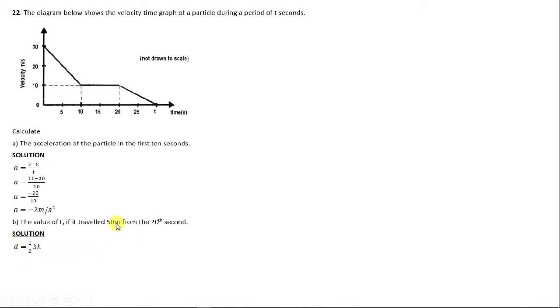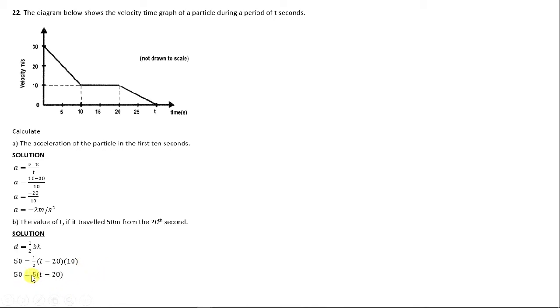Where there's d, we'll substitute 50 meters. So d is equal to half base times height. Where there's distance, we'll substitute 50. And then the base is the difference in time between t seconds and the 20 seconds. So our base is t minus 20 and our height is 10 meters per second. Half into 10 will give us 5. So from here we are going to expand.